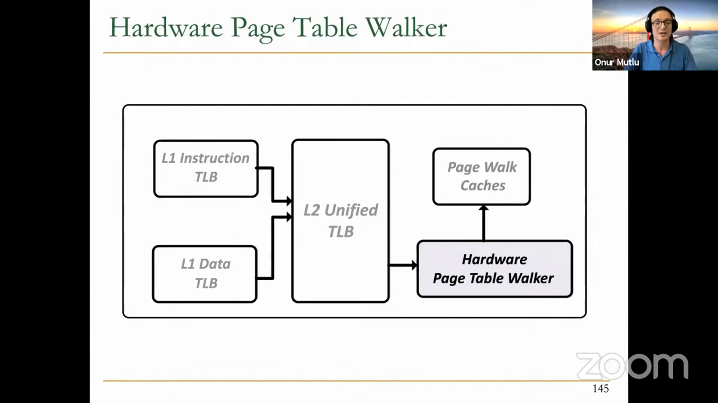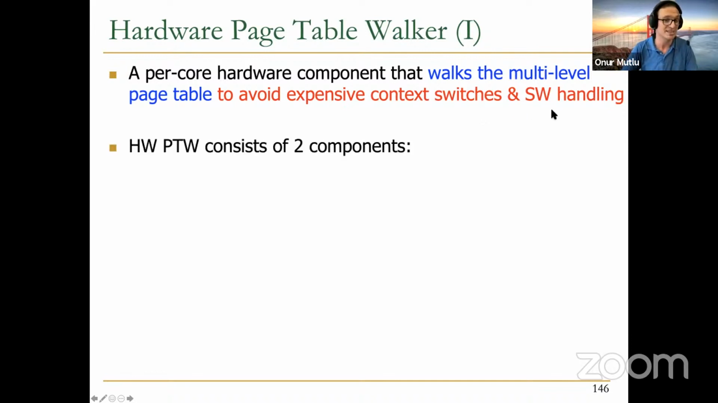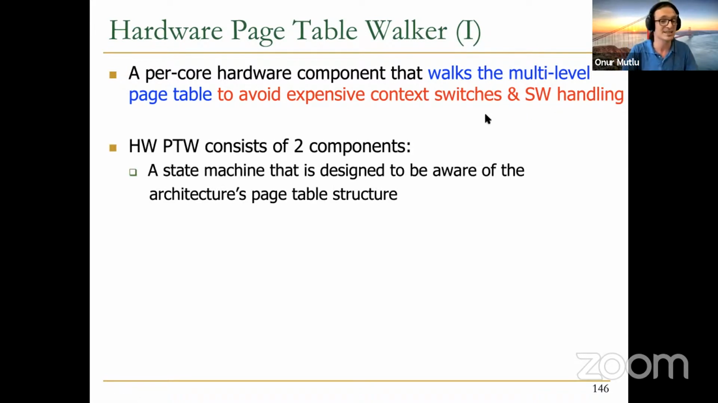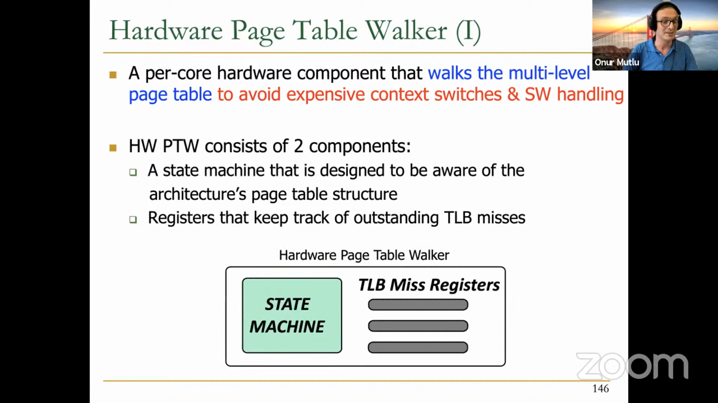Okay, let's talk about the hardware page walker components. As we said, TLB misses are handled in hardware. And this is an interesting, complicated component that walks the multi-level page table to avoid expensive context switches and software handling of TLB misses. It has two components. One is a state machine that is designed to be aware of the architecture's page table structure, and then registers that keep track of outstanding TLB misses.